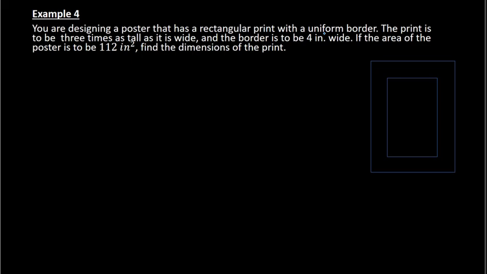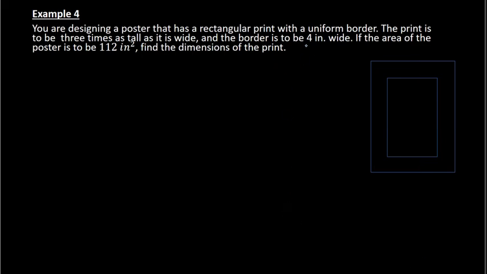Uniform just means the same length. So that means that this distance is the same as this distance, and that's the same as this, and that is the same as that. Alright, that's what uniform means. So that part is your border, and then the inside is your print.